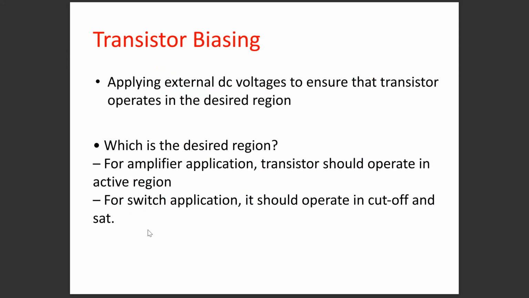So what is transistor biasing? Applying external DC voltages to ensure that transistor operates in the desired region. So which is the desired region? For amplifier application, transistor should operate in active region. For switch application, it should operate in cutoff and saturation.